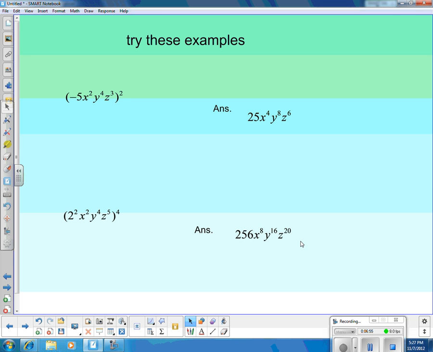So this concludes our lesson for today, and I hope this is helpful and you are able to use the power rule because it will make simplifying these expressions much easier.